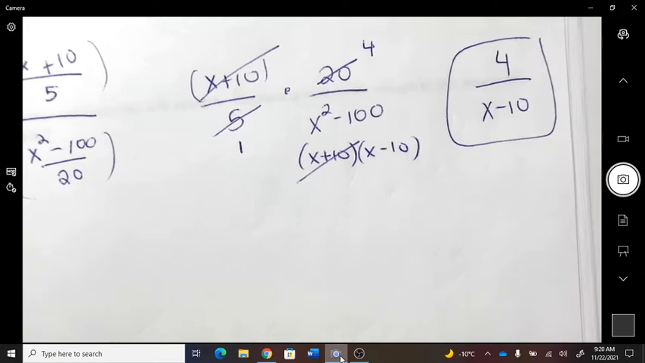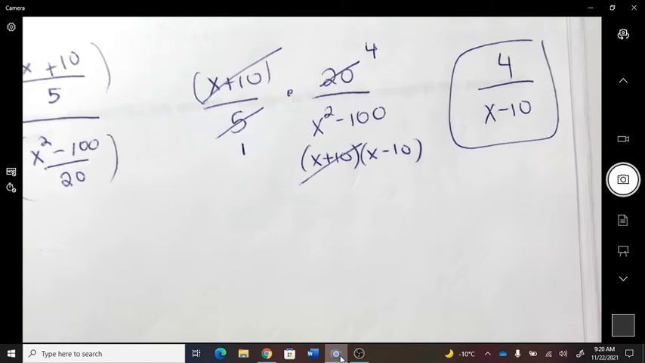There's your final answer. Okay? Please also remember something like this doesn't reduce, right? Because those are adders. You can't do any reduction in that situation.